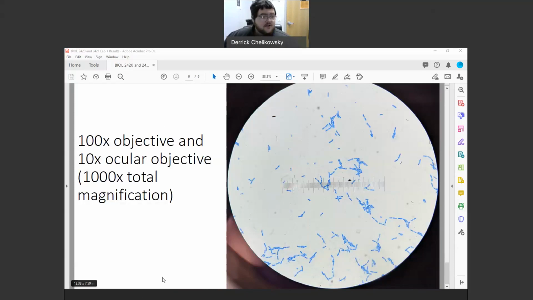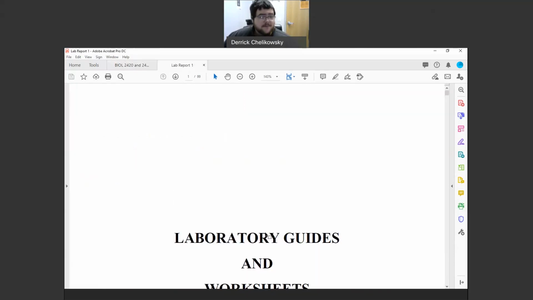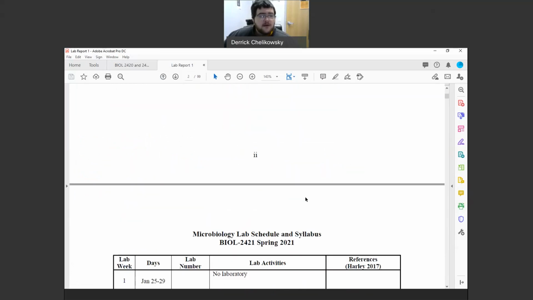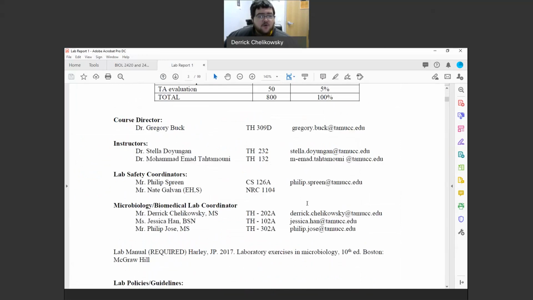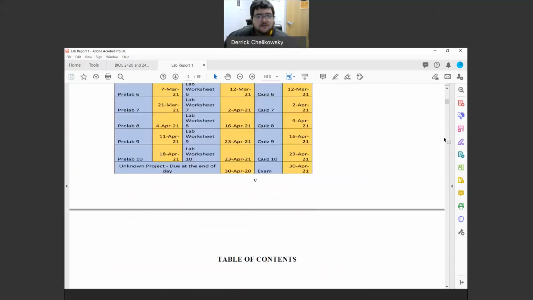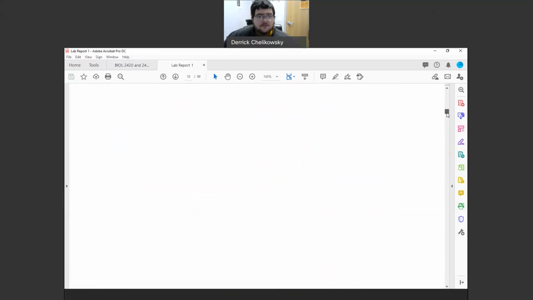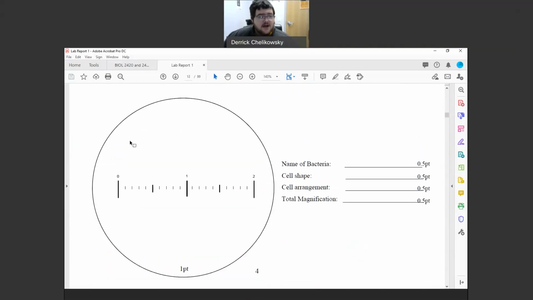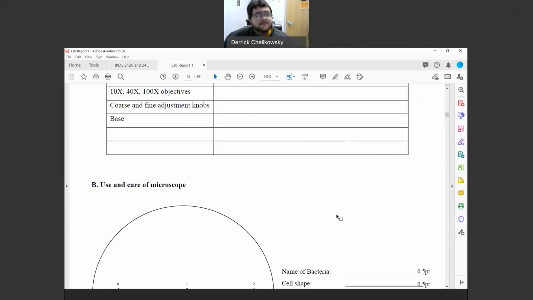Now let's take a look at this here. This is your laboratory guides and worksheets. And we're going to take a look at your first one. So this, I don't care what you draw. It doesn't matter to us whether you draw the Cocoria or whether you draw the Bacillus. That doesn't matter. What matters is that you draw the one with the micrometer and you answer the questions.